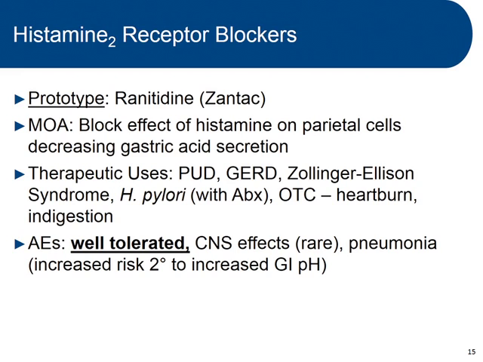So these drugs, I already explained the mechanism of action. They block the effects of histamine on the parietal cells, and that decreases gastric acid secretion into the intestinal lumen. These drugs are used for peptic ulcer disease. They're used for GERD. They're used for Zollinger-Ellison syndrome, which is a hypersecretory condition caused by a gastrin-producing tumor.